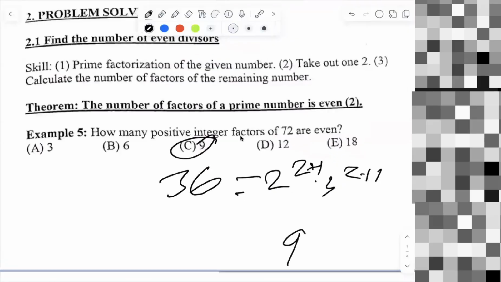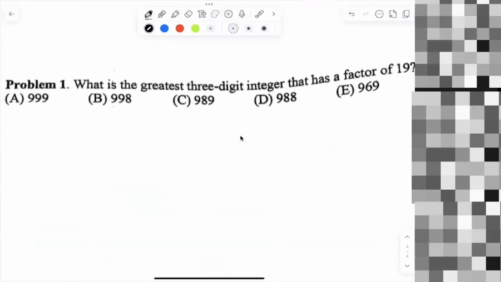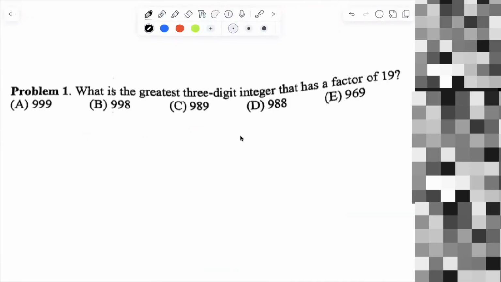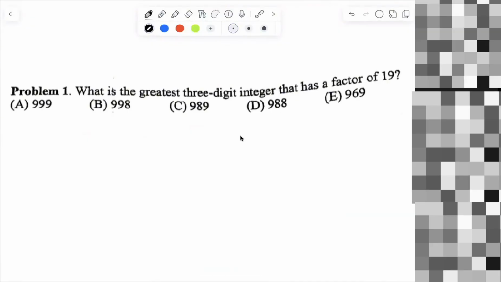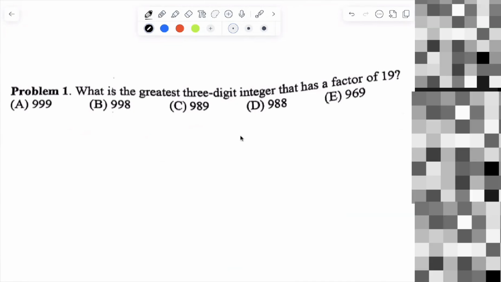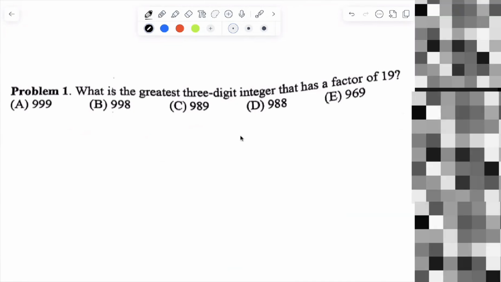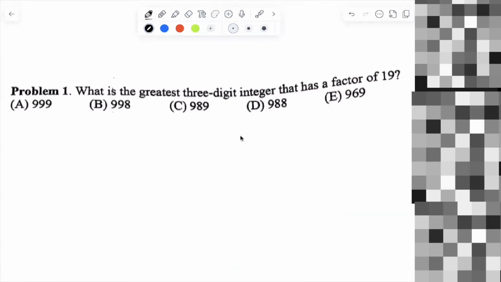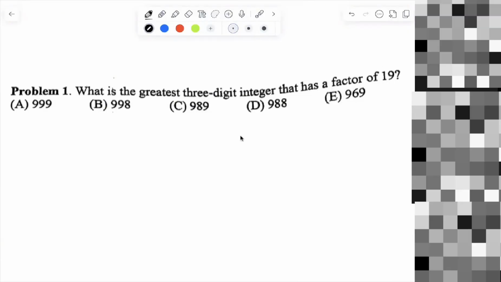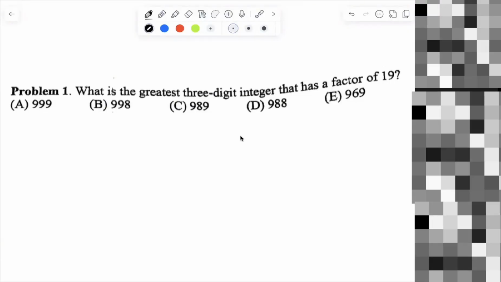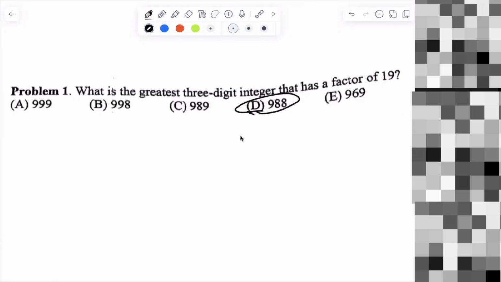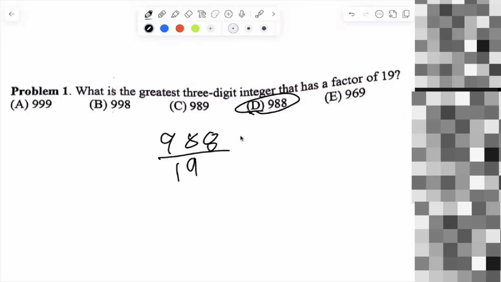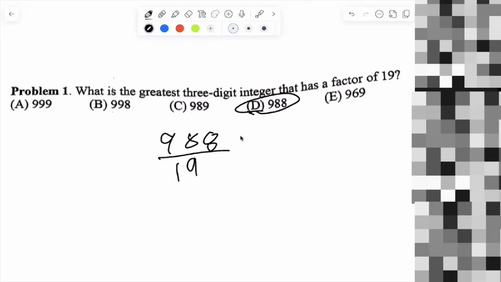Alright, now let's move on to problem 1, or the homework. What is the greatest three-digit integer that has a factor of 19? Well, how do we approach this? We can divide 19 into every single integer and see if there is an integer that 19 divides into. And the answer to this question is just D, since 988 is divisible by 19. You can check it for yourself, which is just 52.